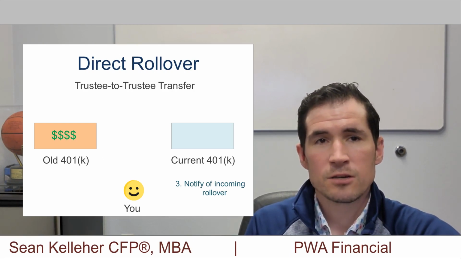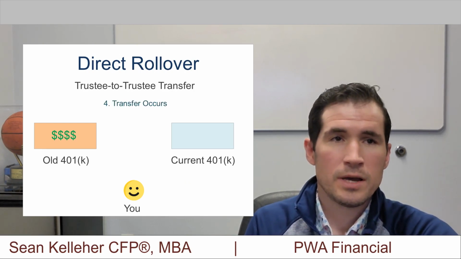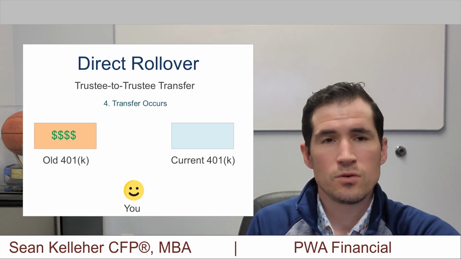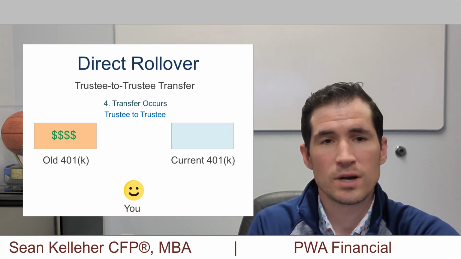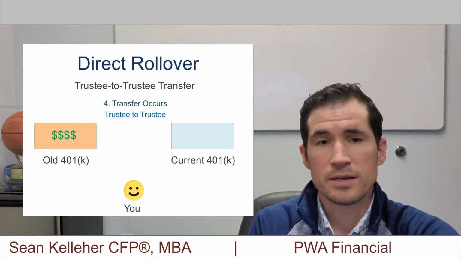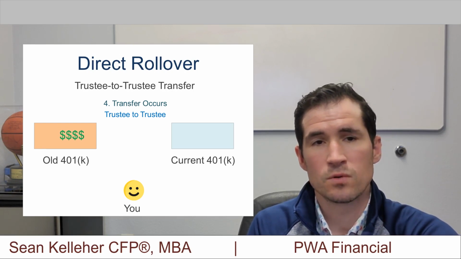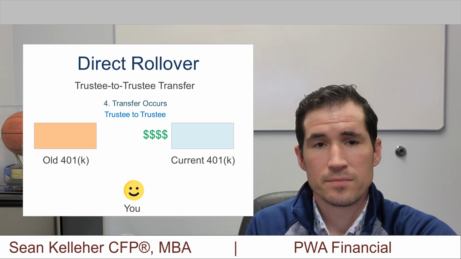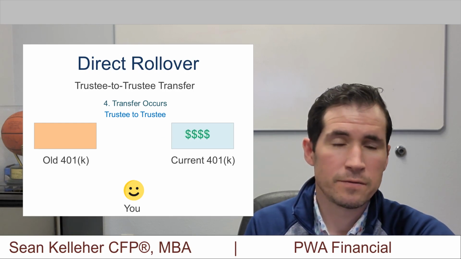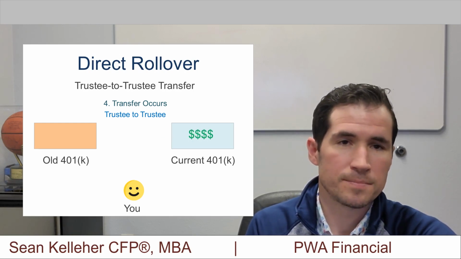Next, the actual transfer is going to occur, and there's typically going to be two options you can choose from. The first is a direct trustee-to-trustee transfer. This is where the sending company will transfer the money directly to the receiving company. The transfer is typically done in the form of a wire transfer.